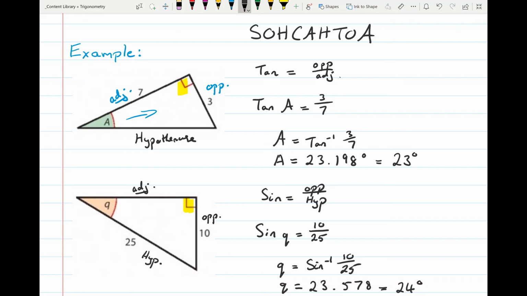That's using sine, cos and tan to find the size of an angle in a right angle triangle.